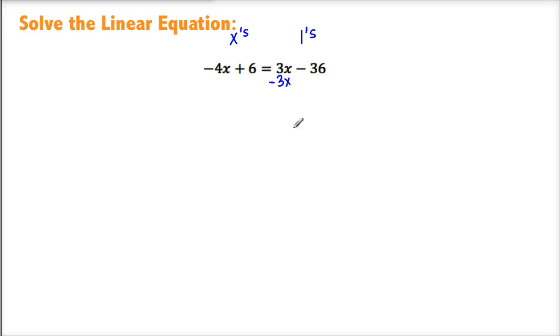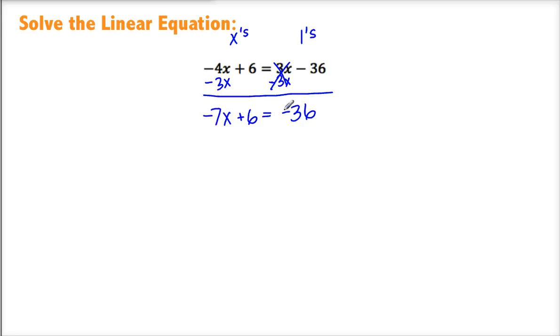Negative 3x. Whatever I do on one side, I've got to do it on both sides to keep it balanced. Okay, when I do that, I have negative 4x minus 3x. That would give me negative 7x's. So I did negative 4 minus 3, which gave me negative 7. Then I still have plus 6 equals 3x minus 3x. That's a 0 pair, so that cancels out to be 0. Then I still have minus, or a negative, 36.